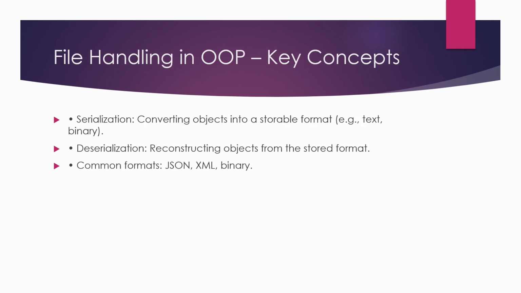Two key concepts in file handling are serialization and deserialization. Serialization is the process of converting an object into a storable format such as text or binary. Deserialization, on the other hand, is the reverse process, converting that stored data back into an object. Common formats for serialization include JSON, XML, and binary files.